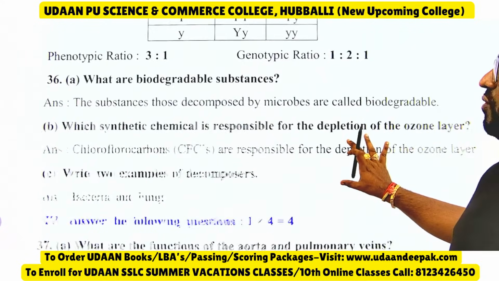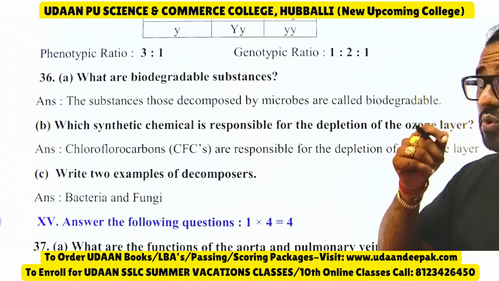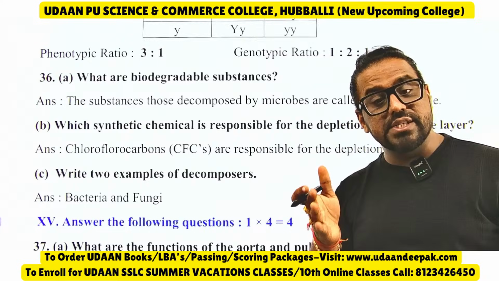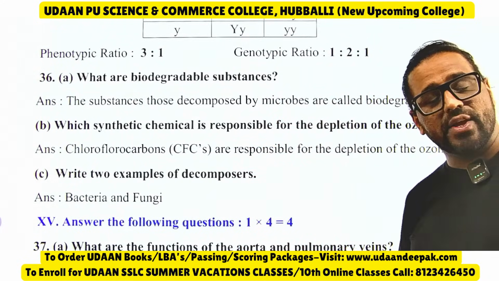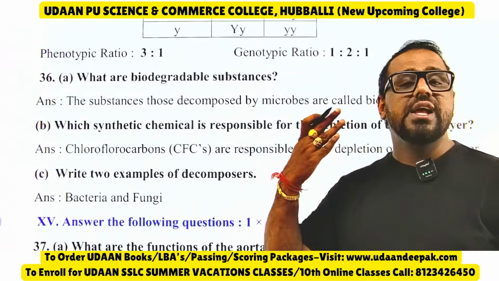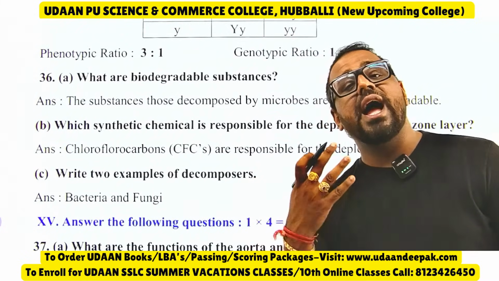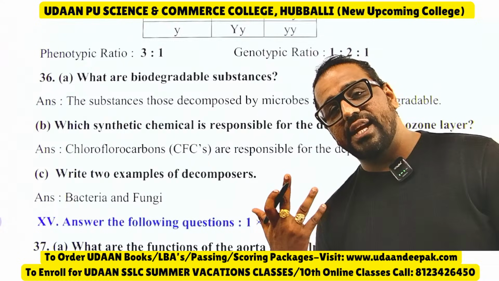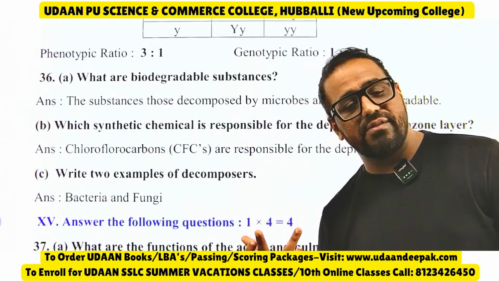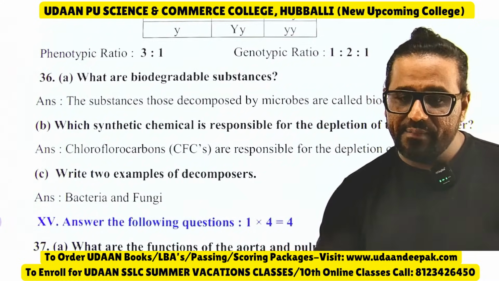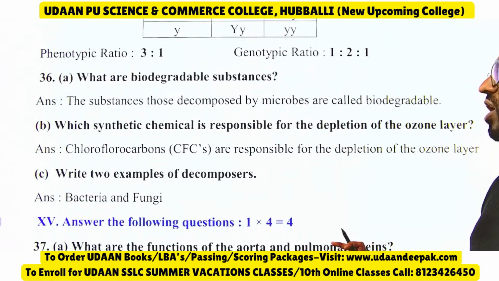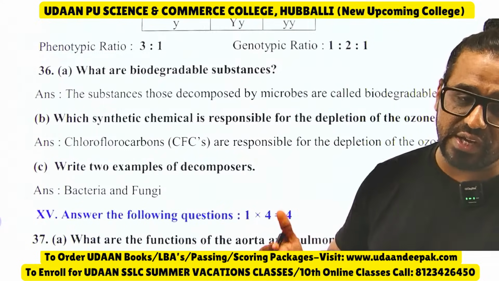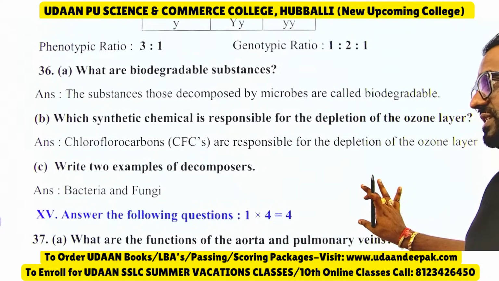What are biodegradable substances? You know that biodegradable substances are those that are decomposed by microorganisms or microbes. We call them biodegradable substances. For example, vegetable waste, dead bodies, animal waste, all these are degraded, decomposed by microorganisms such as bacteria and fungus. We call them biodegradable substances.